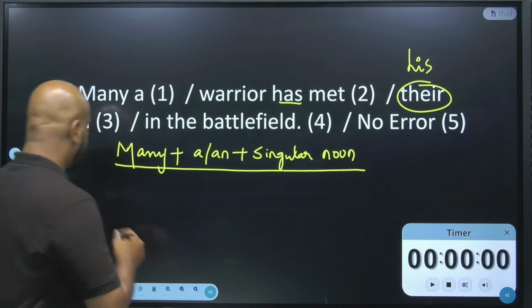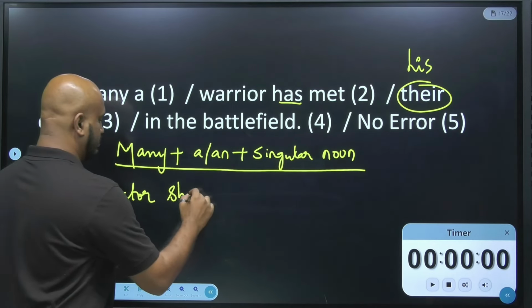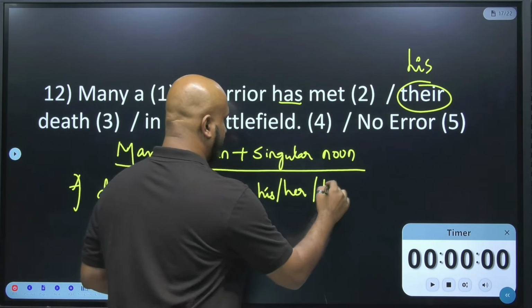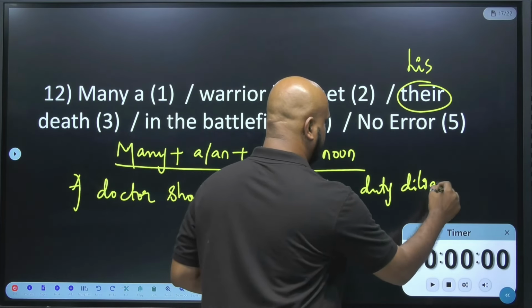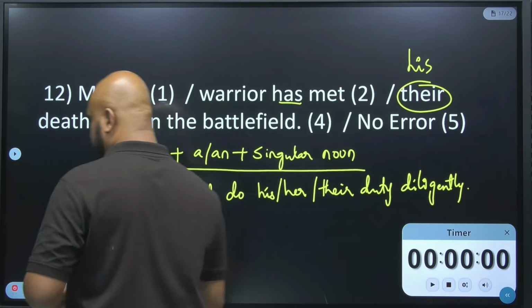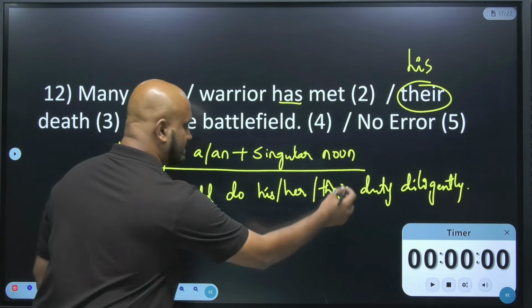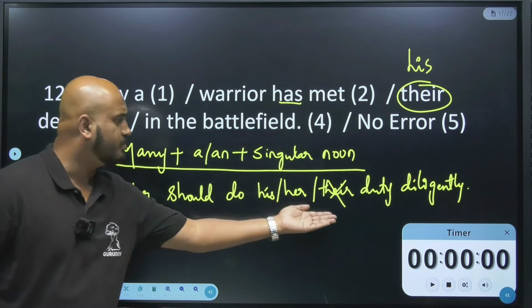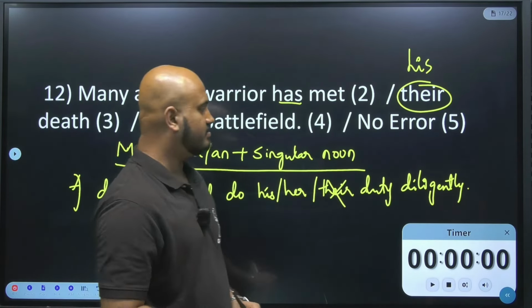Suppose I'm writing a statement called, a doctor should do his, her, their duty diligently. Now, let's suppose this is the sentence and you have to make the right choice of pronoun. Of course, their is out of the context. Why? As I already told you, here the subject is singular. And if you have a singular subject, you cannot use a plural pronoun. Simple as that. Now, the question is, which one should I be going with? His, her, duty diligently.